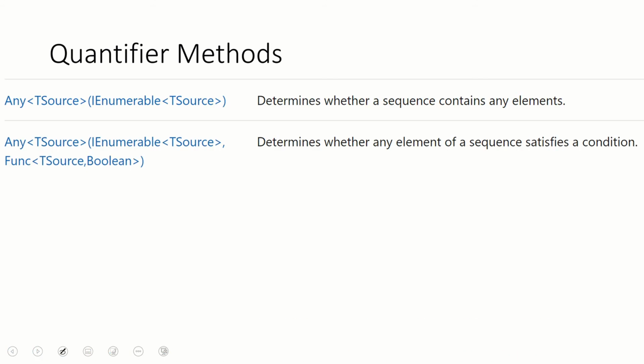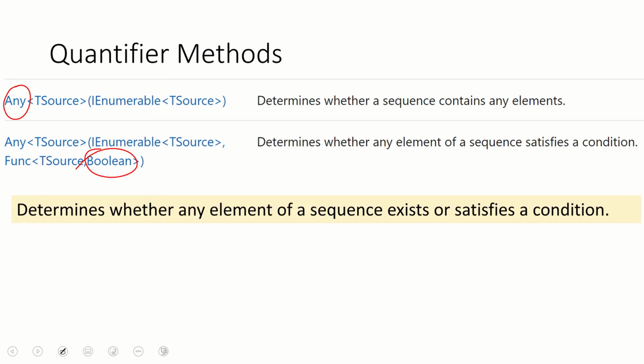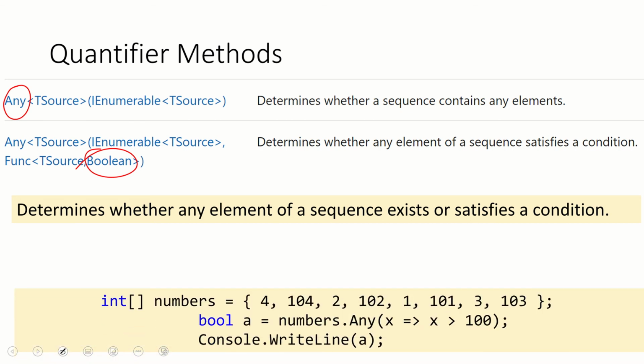Let's take a look at another one. This one is the method Any. It's very similar to All. They are both static and both return boolean, but this is a little bit different from All. It only determines whether any element of a sequence satisfies a condition.